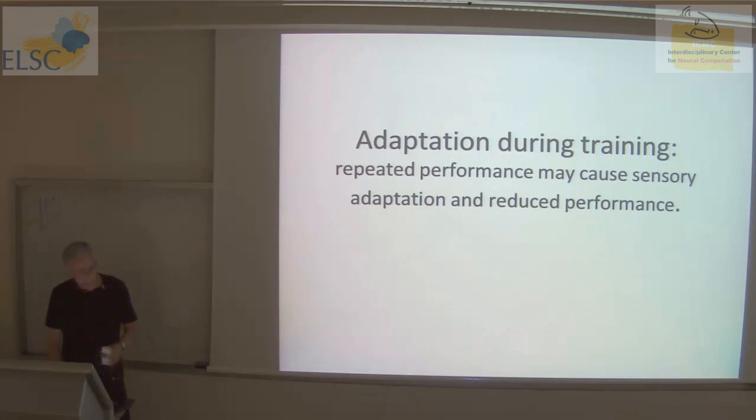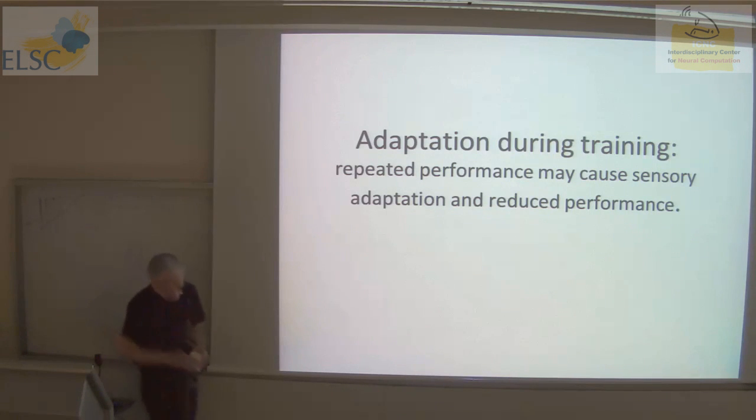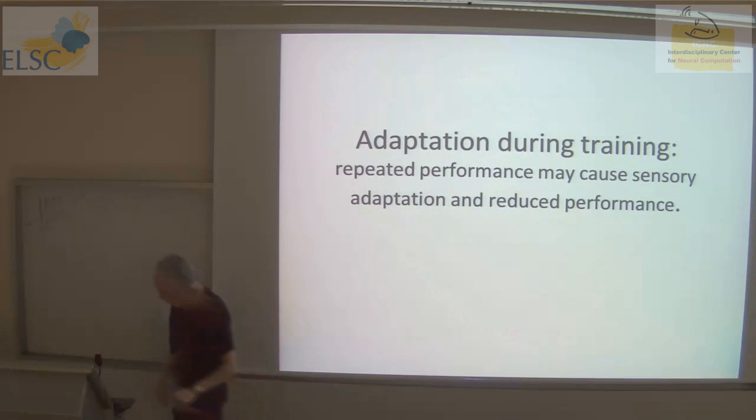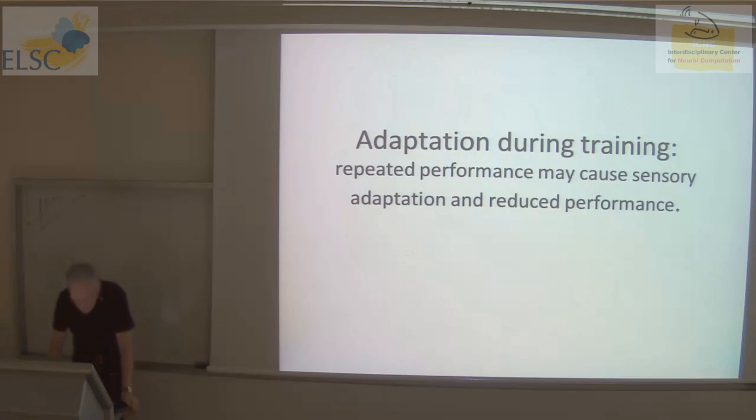Okay. Another phenomenon that takes place during practice, during learning, is adaptation. This was ignored until recently, but the problem is that once you are exposed repeatedly to a stimulus, you get adapted, the sensitivity decreases in the visual system. And that's a possibility. This is something that may happen during practice because you're exposed to the same stimulus many times.